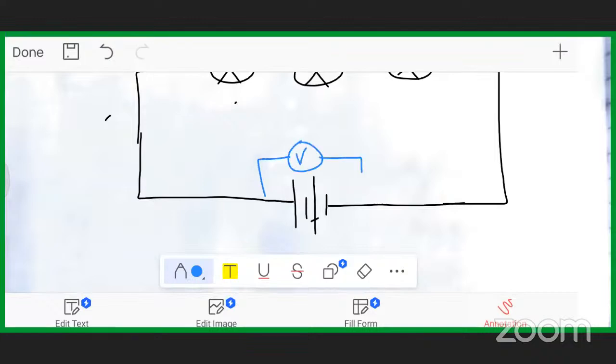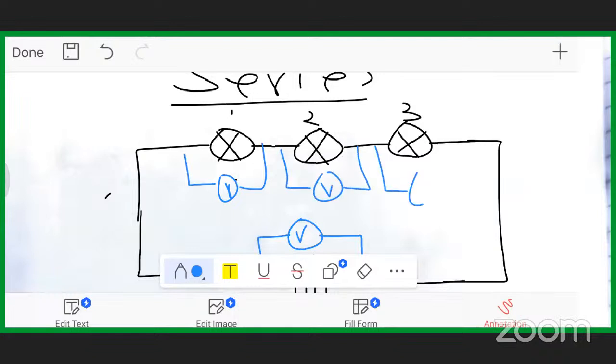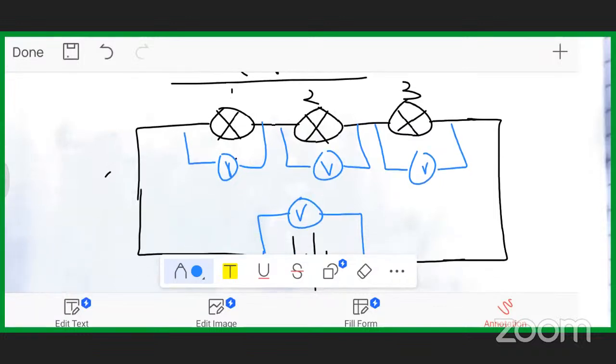A voltmeter there will tell you the amount of voltage that is there in the whole circuit. And of course, once you know that, you can also decide to place a voltmeter across each of these bulbs, to give the reading there, and you can place another voltmeter here, so that you can know the voltage drop across the first bulb, the voltage drop across the second bulb, and the voltage drop across the third bulb.